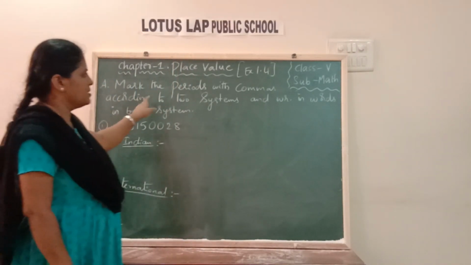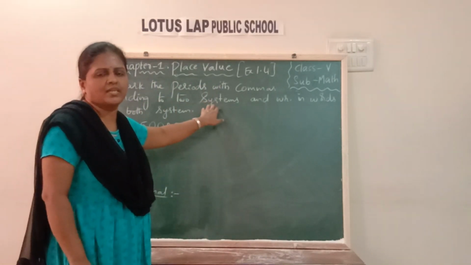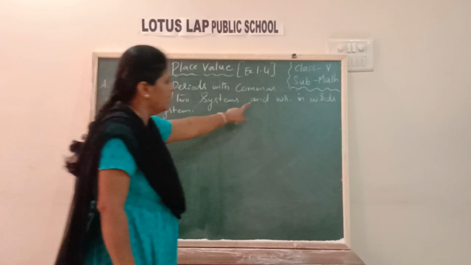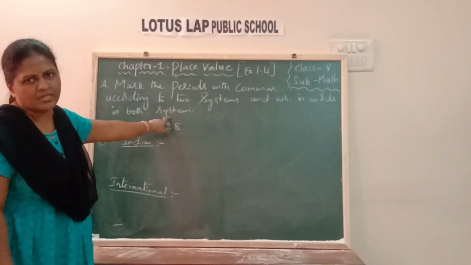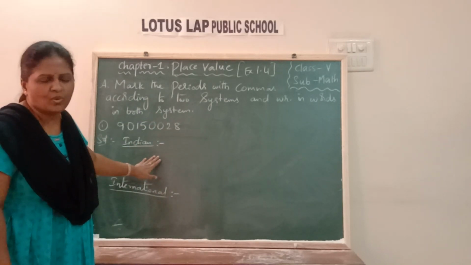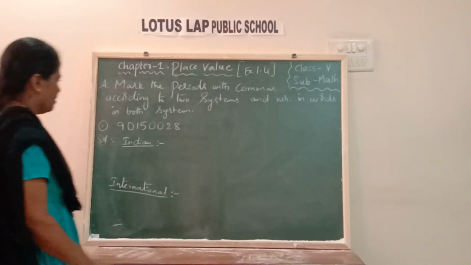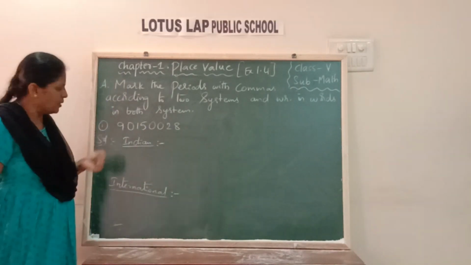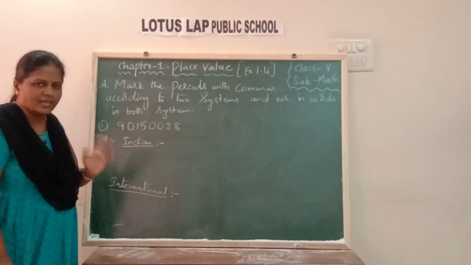Mark the periods with commas according to two systems, Indian and international, and write the given number in words in both the systems. So you have to write in words in both the systems and you have to place commas also in both the systems. So let us see the first sum. Okay, so this is the number given for us. We should write it in Indian and international both.